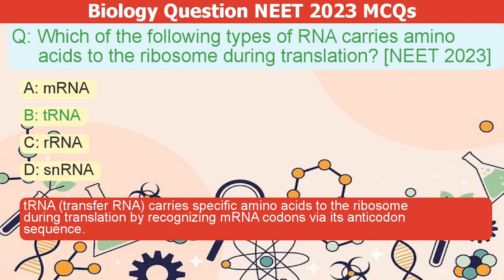The correct answer is B. tRNA, transfer RNA, carries specific amino acids to the ribosome during translation by recognizing mRNA codons via its anticodon sequence.